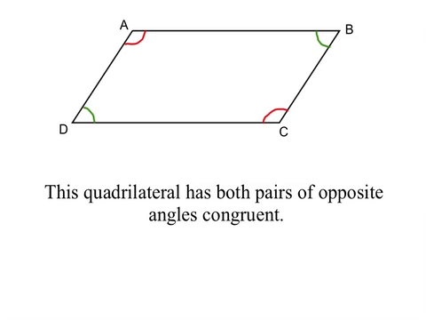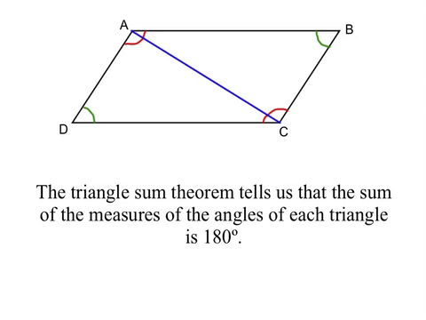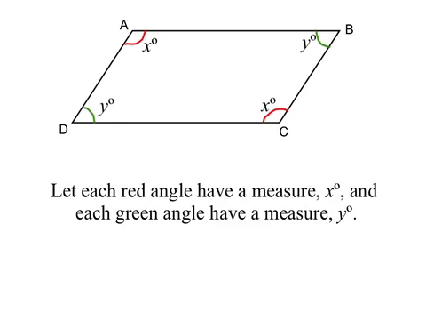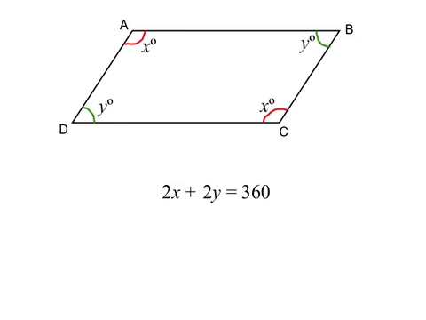Now we're given a quadrilateral that has both pairs of opposite angles congruent. We're not given any information about the sides. Well, we can draw one of the diagonals, and the triangle sum theorem tells us that the sum of the measures of the angles of each triangle is 180 degrees. And then you can look and see that the angles of the two triangles form the four angles of the quadrilateral. The sum of the measures of the four angles of the quadrilateral must be 360 degrees because each triangle is 180 degrees. Let each red angle have a measure of x degrees and each green angle have a measure of y degrees. And we'll do a little algebra.